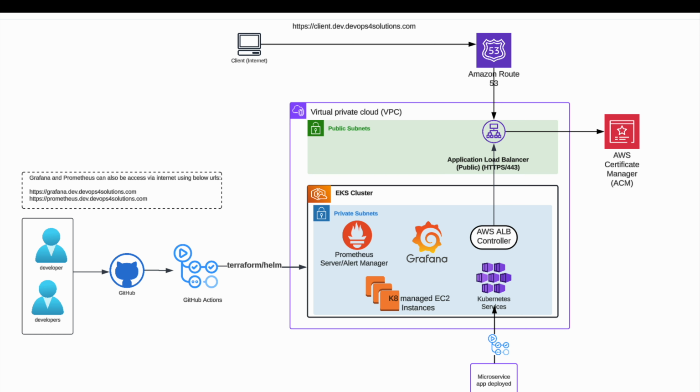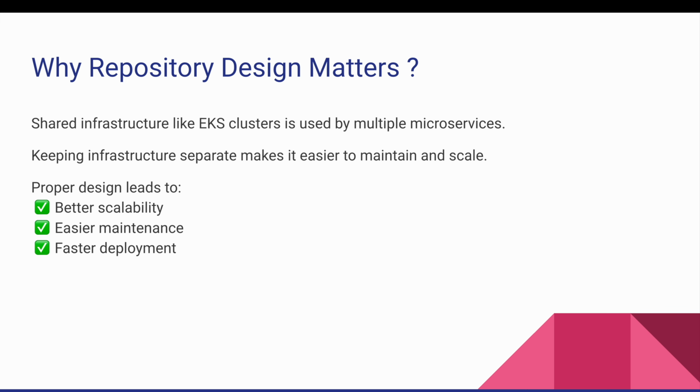So, we have discussed the high level overview of our infrastructure. Let's dive into one of the most important aspects of any scalable deployment, GitHub repository design. Proper repository design is critical when you are working with Kubernetes and microservices, especially when you want to keep your infrastructure organized, scalable, and easy to maintain.